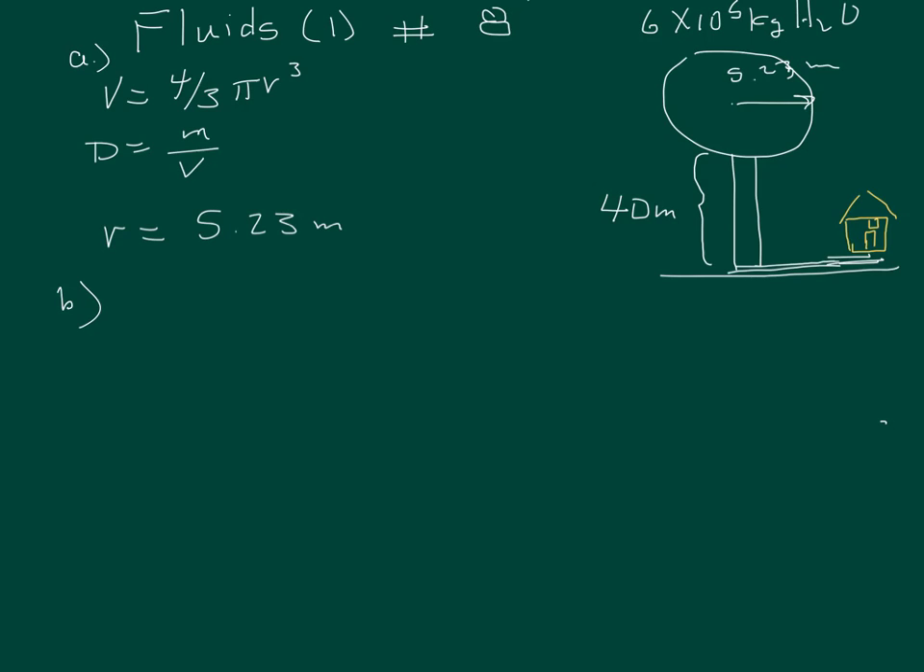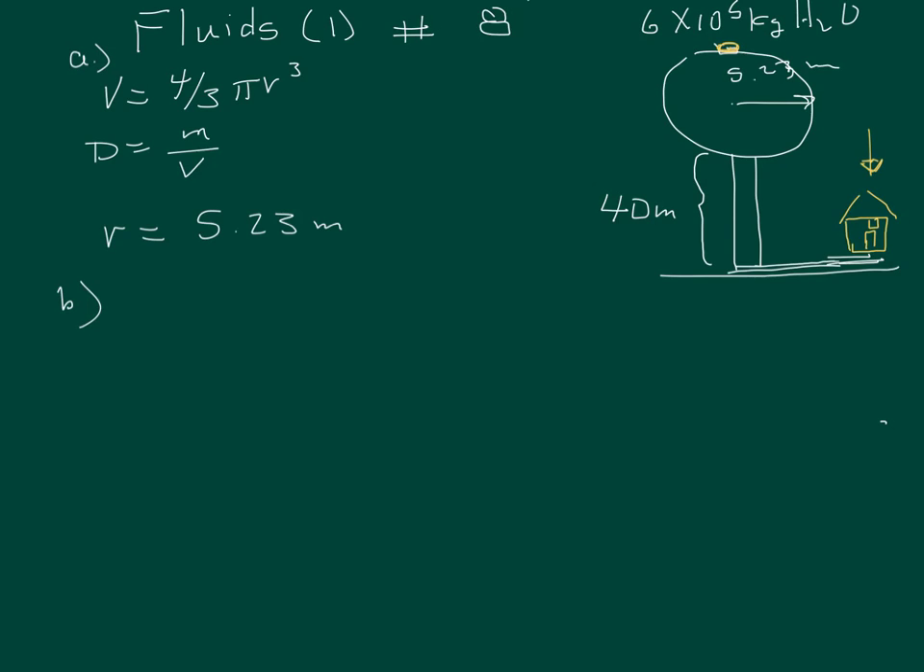Assume the tower is vented to the atmosphere, so we might have a hole in here, and ignore the difference in atmospheric pressure. So we're assuming the atmospheric pressure here at the top of the tower is the same as it is at the house. Since they differ by only 40 meters, that's certainly a very good approximation.